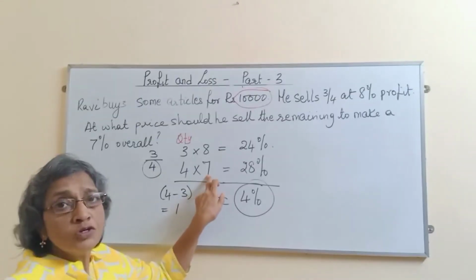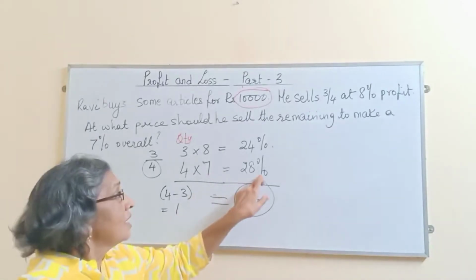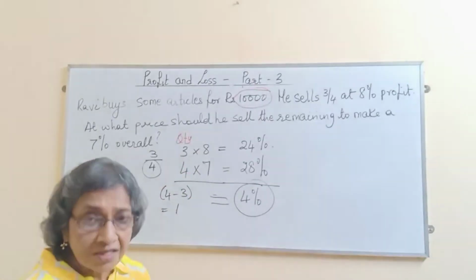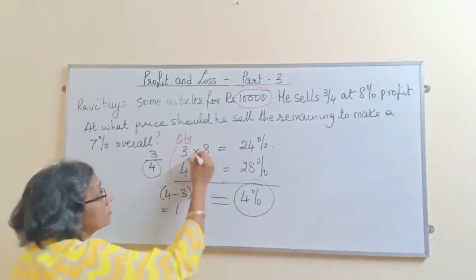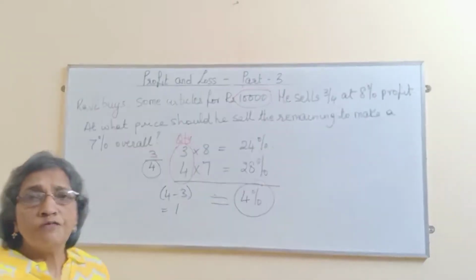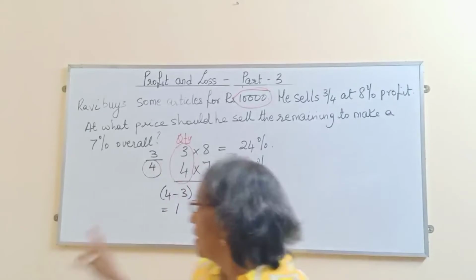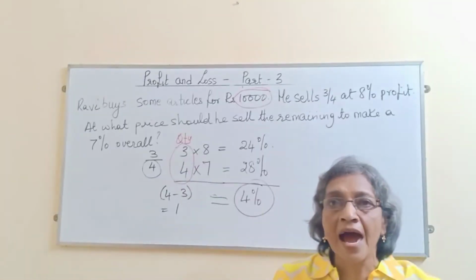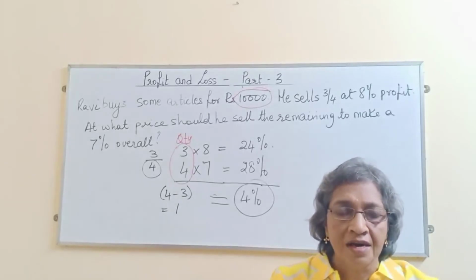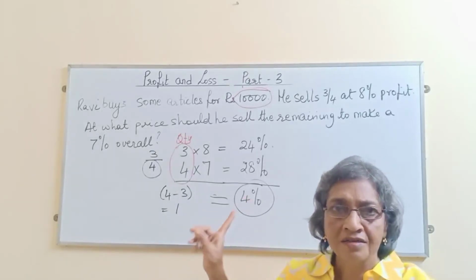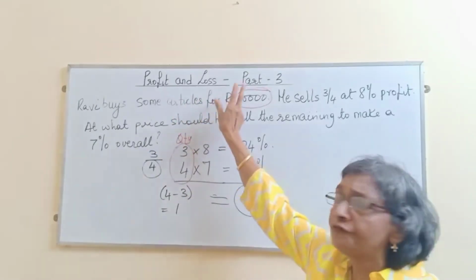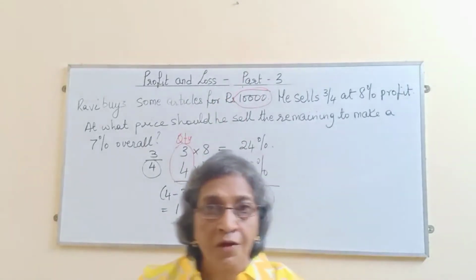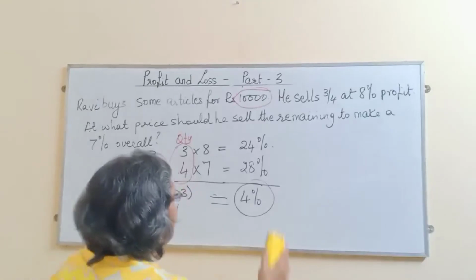So 4 he is going to sell at 7% and that is 28%. Take the difference. How many articles are left? Out of the 4 and the 3, what is left is 1, and the 1 he will be selling at 4% profit. Have you understood? This is the shortcut method. There is no need for you to know the value, no need for you to know the quantity. Okay? Let's go to another sum.